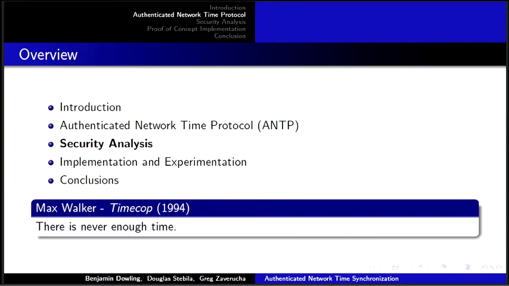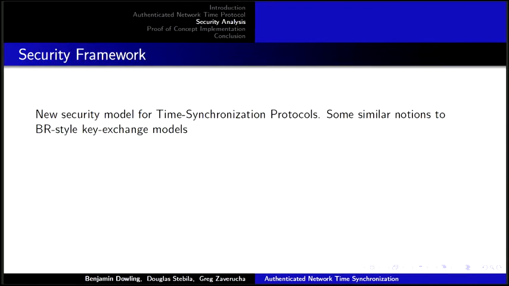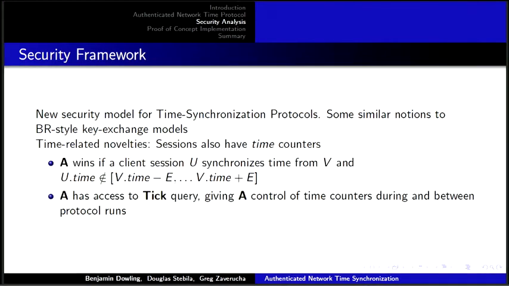So now we'll hit upon our security framework that we use to analyze ANTP, and we will also have a quick, brief look at the proof. So we design a novel security model for time synchronization protocols. It's very similar to BR-style key exchange protocols, has the same ideas. You've got a game played between an adversary and a challenger. The adversary has access to fairly standard BR-style queries, such as create, send, reveal, corrupt. But it has several extensions in order to capture time synchronization protocols.